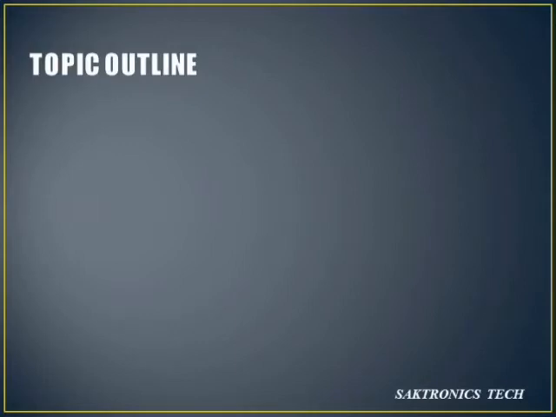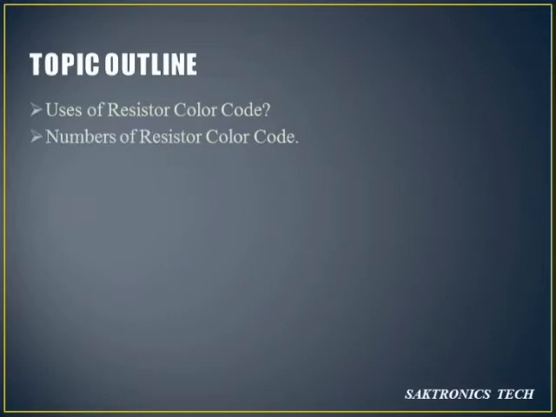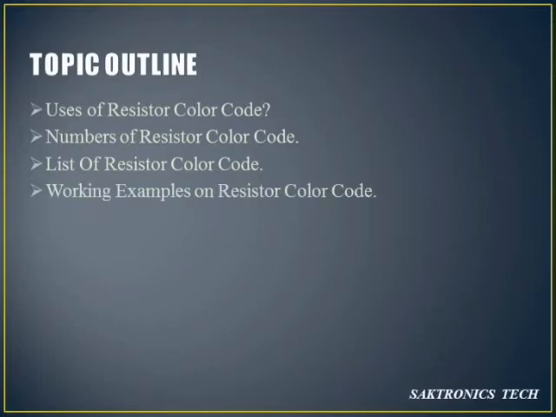And then the topic outline we are going to discuss in this topic, I just categorize them into subtopics. The first subtopic is going to be uses of resistor color code, and the next one is going to be numbers of resistor color code, and then we are going to find list of resistor color code, and then we are going to have working examples on resistor color code, and we are going to put what we have learned throughout this topic.